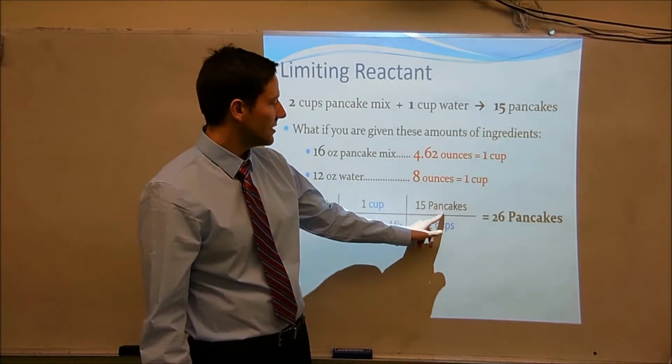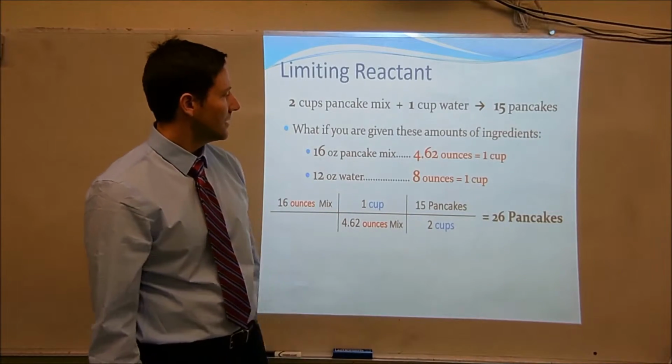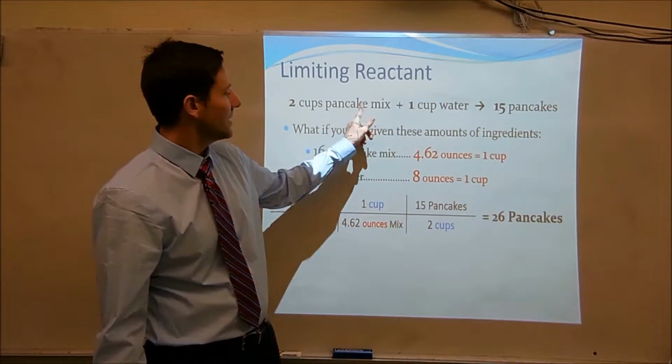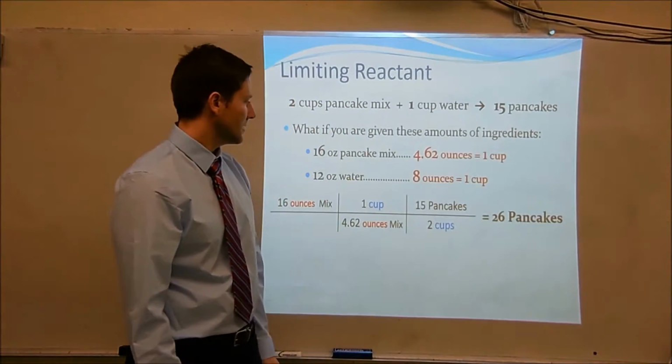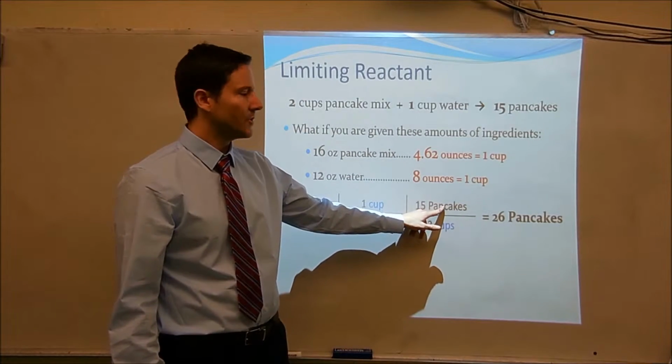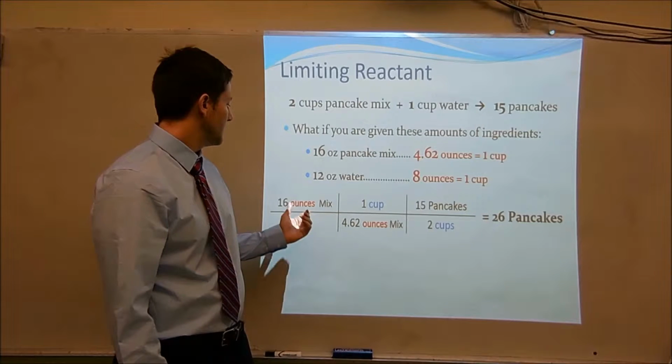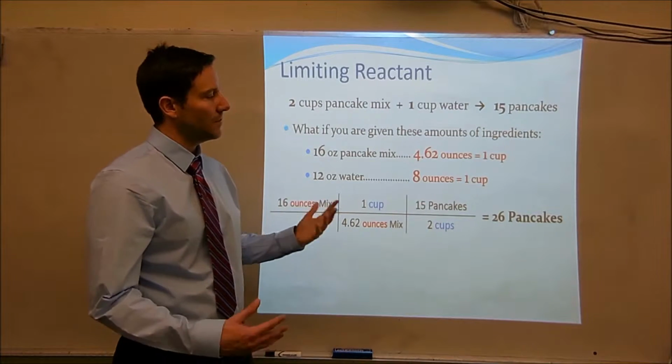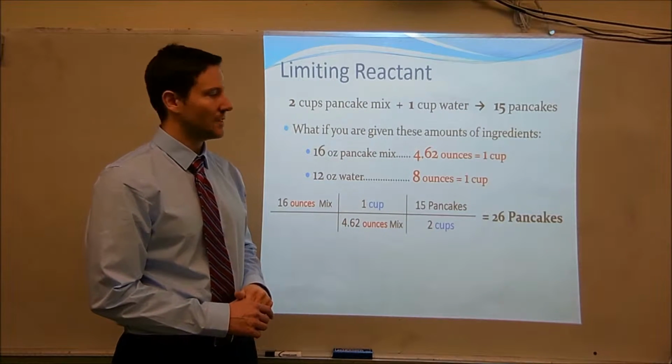There's another equivalence statement. This is from the recipe. 2 cups of pancake mix makes 15 pancakes. Cups cancels, ounces cancels. You're left with the unit that you're trying to get to, pancakes. 16 ounces of mix then can make you a maximum of 26 pancakes.